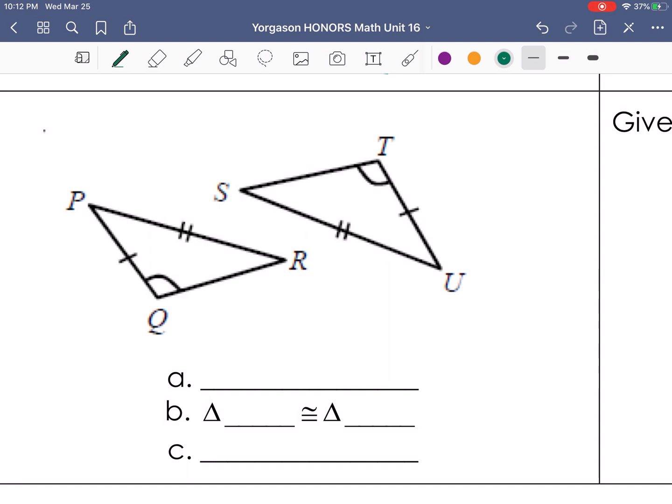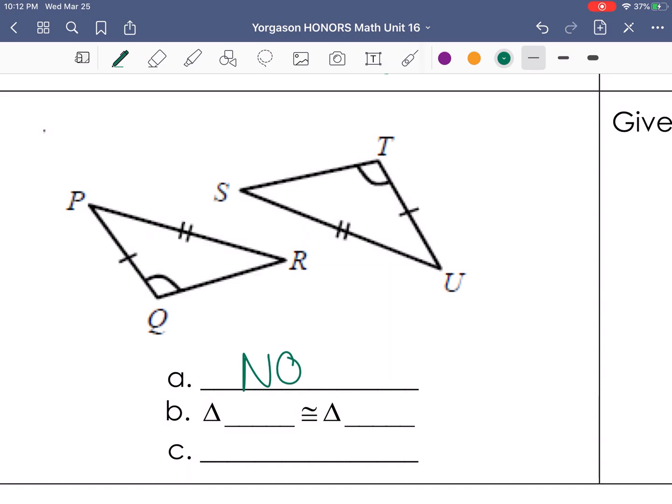This one we've got angle, side, side, right? It's not side, angle, side because they didn't give us the angle that's between the two matching sides. So this is a no. There is no congruency there.